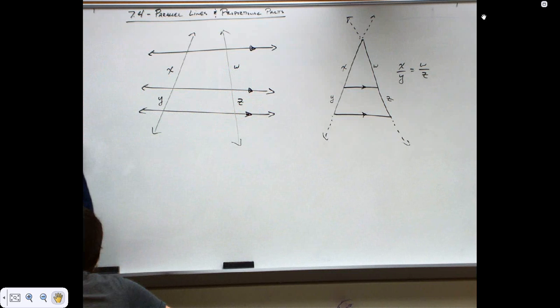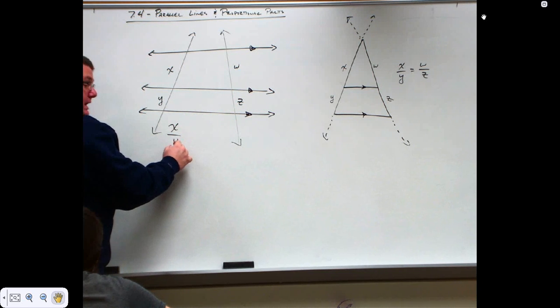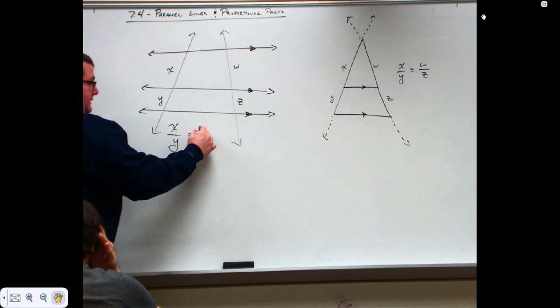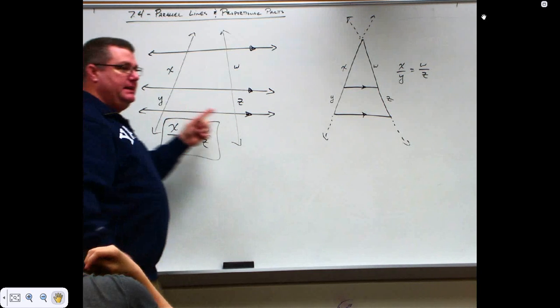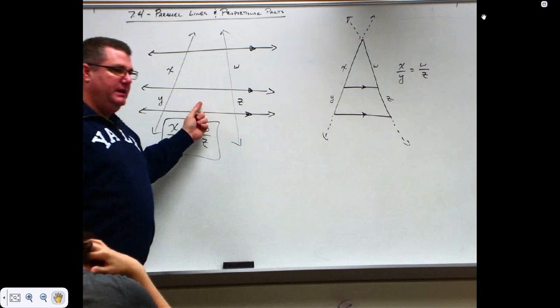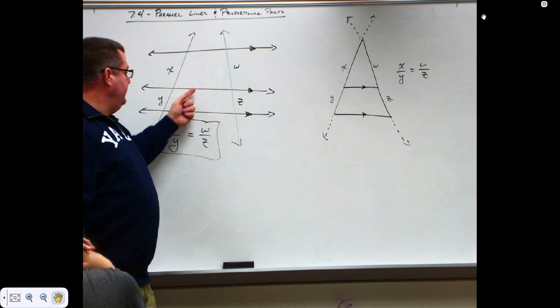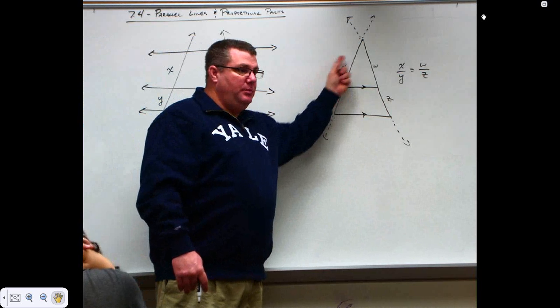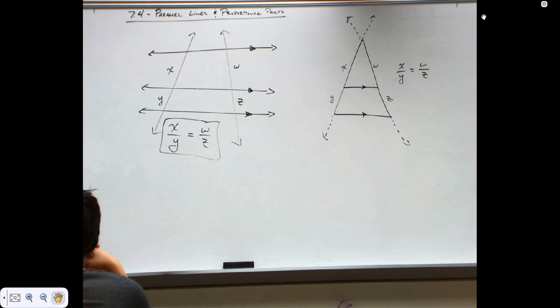So if this was X and this was Y, this distance was W and this was Z, what do you think I can say about this? X over Y would equal what? W over Z. Do you see how that's really the same thing? It's just this one, the part didn't form a triangle. But I still had proportional parts. Make sense? Any questions on that?